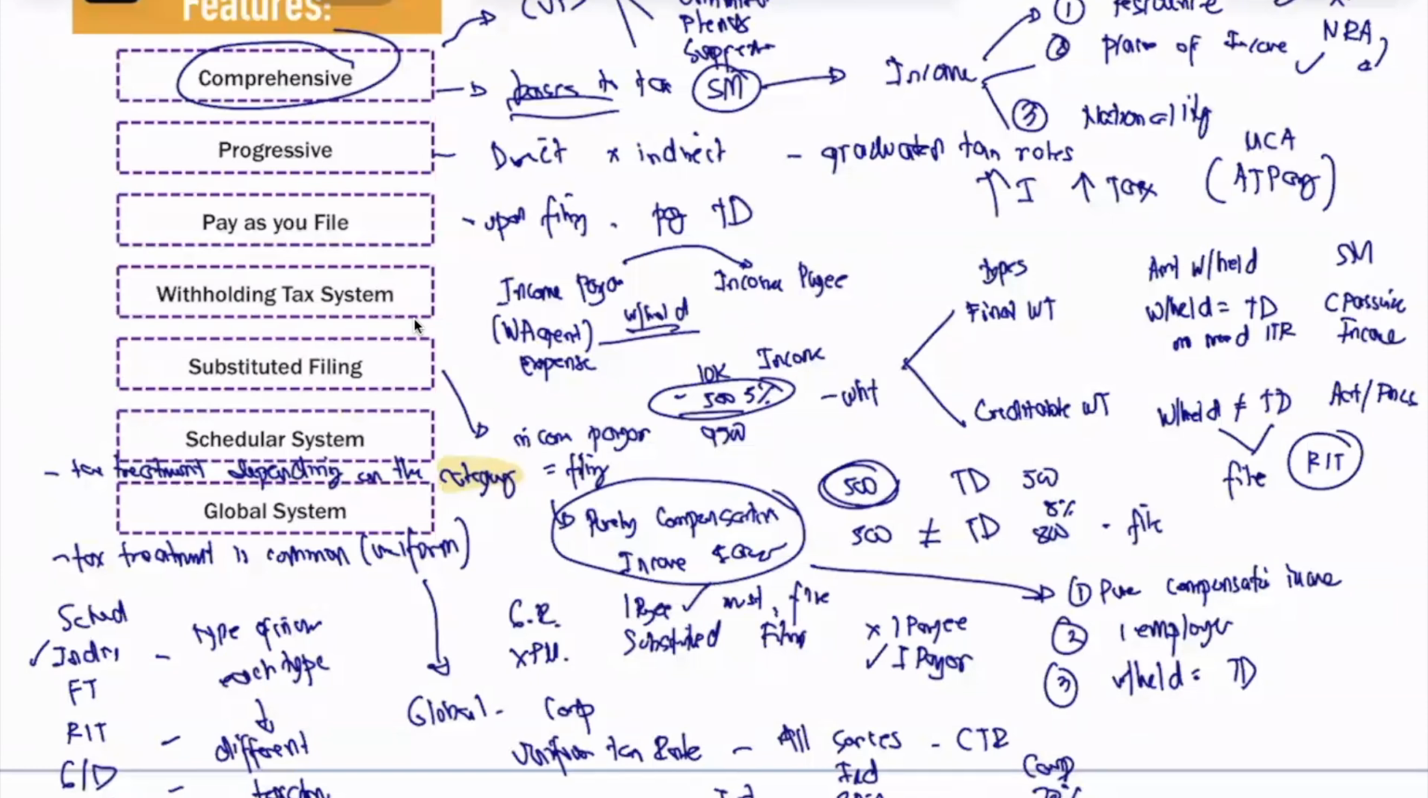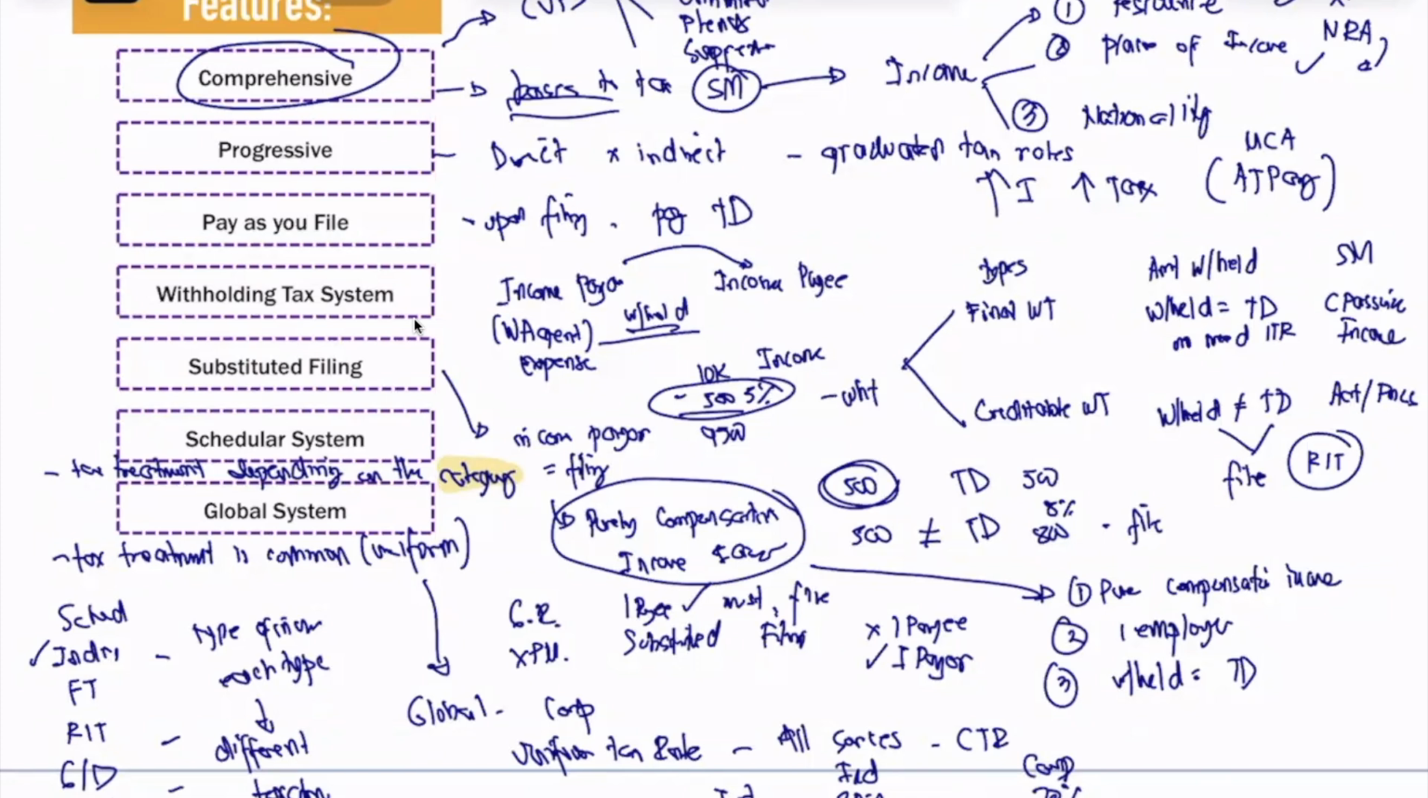So again, what are the features? First, comprehensive. Why? There are different bases of taxation. Second, it is progressive because it is direct rather than indirect. And direct means the system of taxation is progressive wherein as the tax base increases, the tax rates also increase. Next, pay as you file. Upon filing, you need already to pay the tax due.